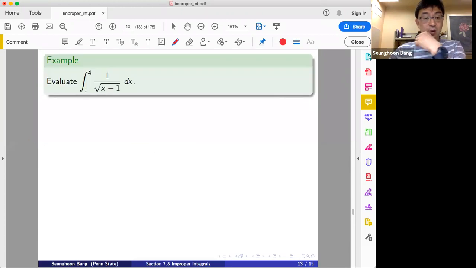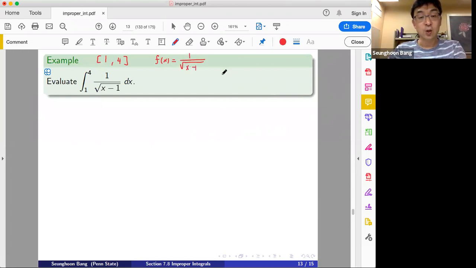The next tip. So we are going to this example. How can you calculate the integral from 1 to 4 of 1 over the square root of x minus 1 dx? Let me see. What is the given interval? The given interval is 1 to 4. First, you can check the function f of x, the integrand, 1 over the square root of x minus 1.